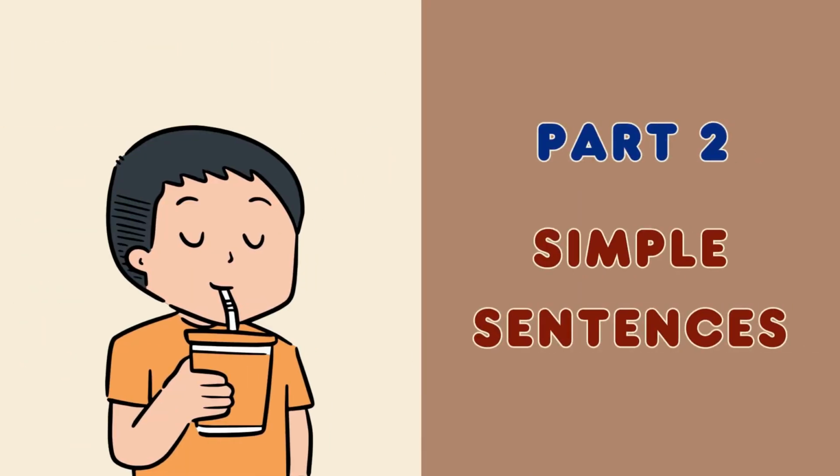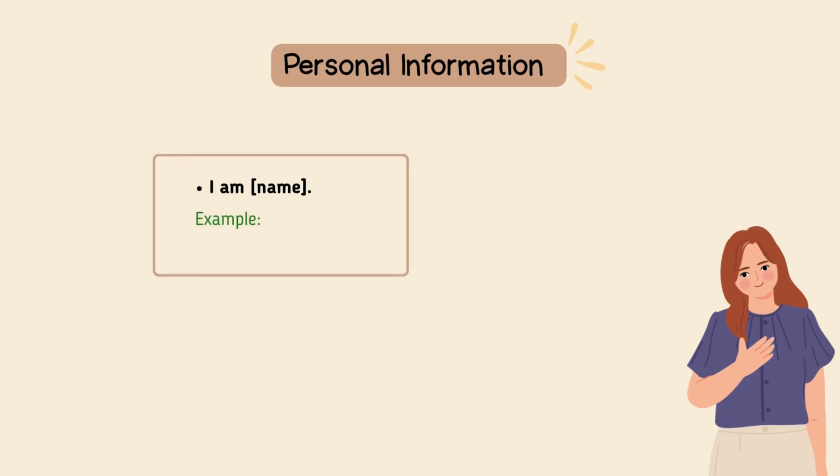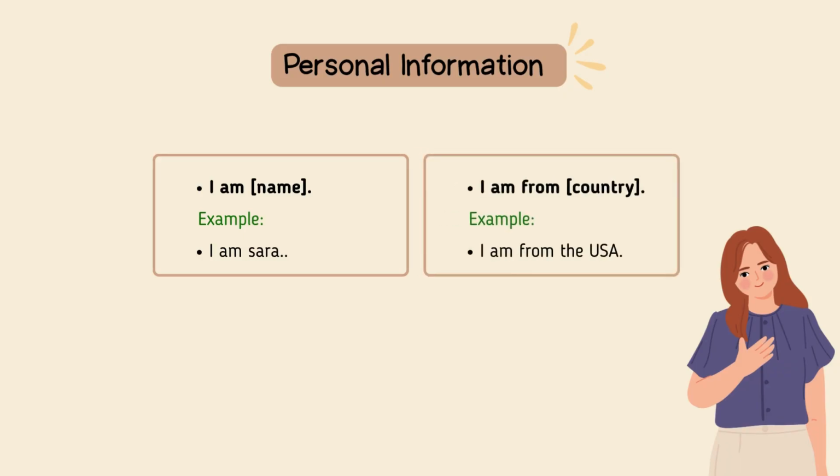Part 2. Simple sentences. Let's talk about personal information. I'll go first. First, say, I am. Then, say your name. I am Sarah. Now say, I am from. Then, add your country. I am from the USA.